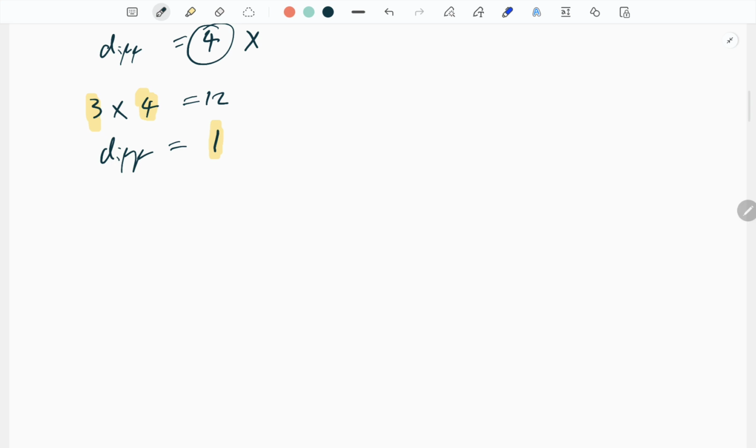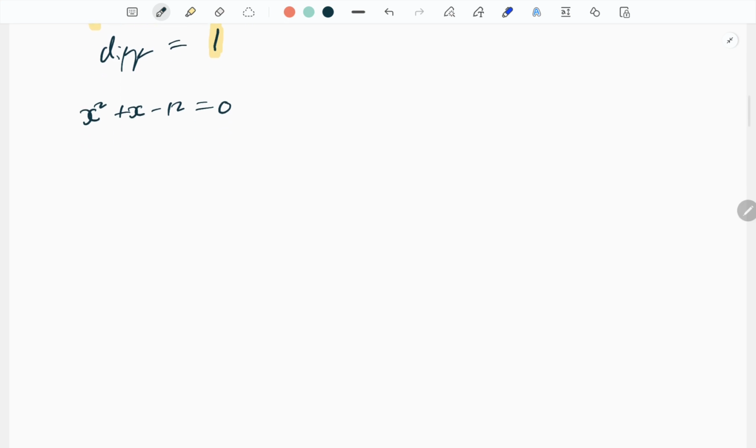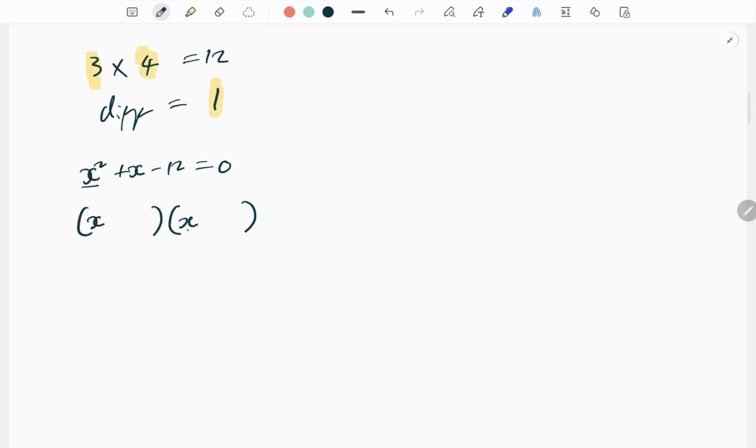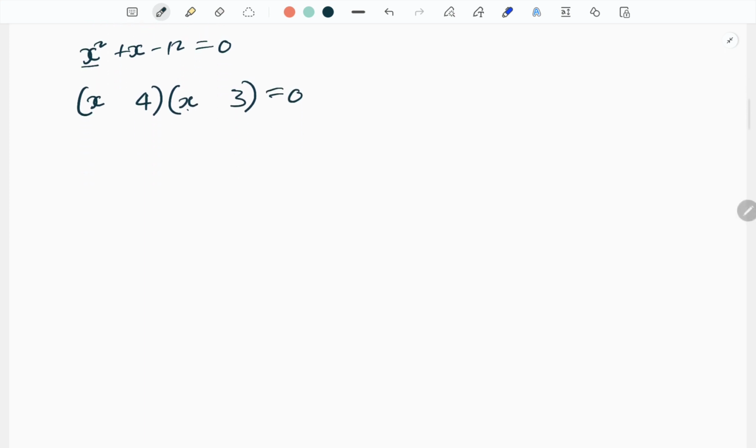Okay, so now we can try and factorize. Rewrite the equation, which is x squared plus x minus 12 is equal to 0. We take x in the brackets, because x times x gives x squared. Now we take the factors, which are 3 and 4, and put 4 in one bracket and 3 in the other. This is equal to 0. Now we have to assign the signs, or we have to place the signs. So where do we place a positive and where do we place a negative?